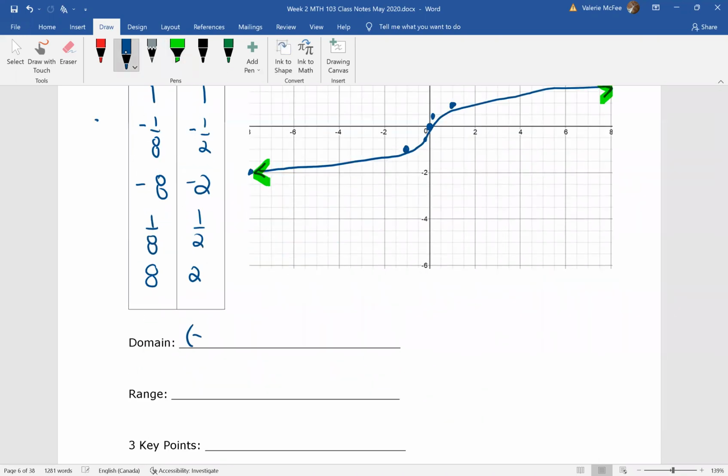The domain and range is again the set of all real numbers, and our ordered pairs are the same ones we've used for the linear function and the cube function.